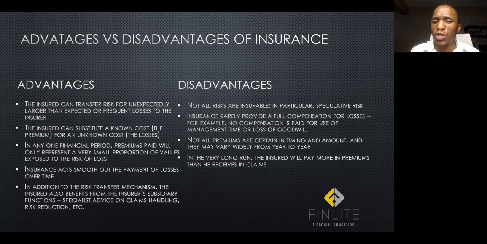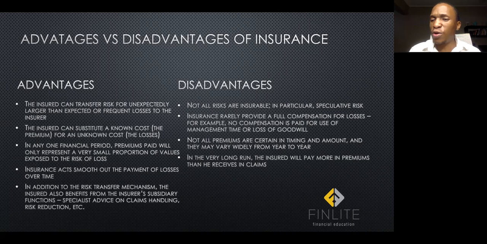Disadvantage: not all risks are insurable, in particular speculative risk. With a speculative risk, it's known that it's going to be either a profit or a loss. The intention of insurance is not to profit someone, it is to bring them into the position that they were in before. It's not to make the person money, but to bring them into a place of balance before the actual loss had happened. That's the intention of insurance.